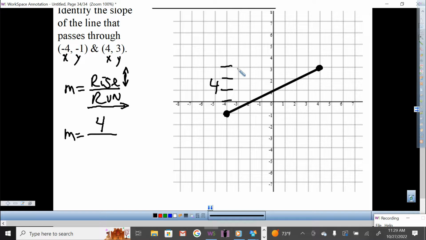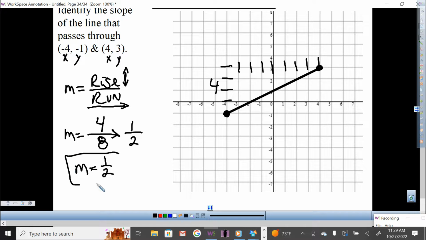Then I make a right turn, and I go 1, 2, 3, 4, 5, 6, 7, 8. And the last step, simplify to lowest terms. So this is what? 1/2. So my slope for this line is 1/2.